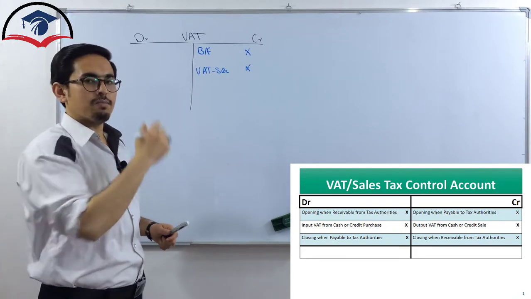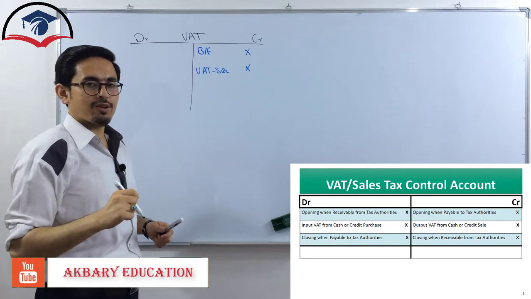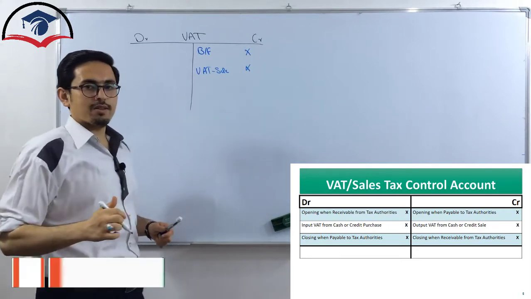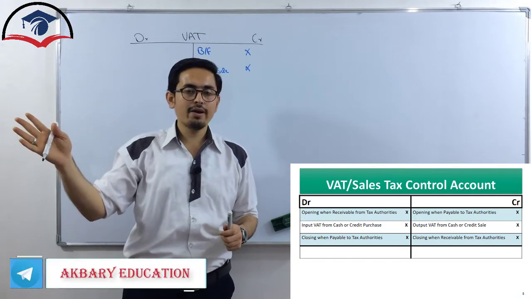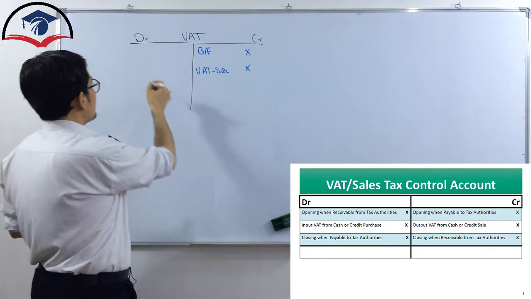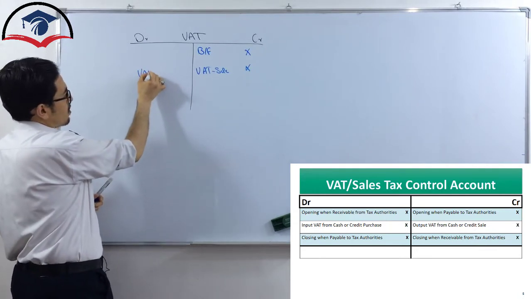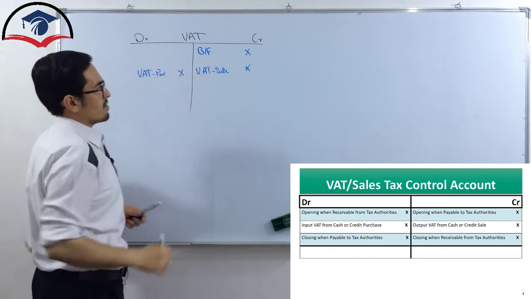If you remember, the purchase was debit, the VAT was debit, and the account payable was credit. That VAT was debited because of the amount you have paid to your supplier, and you need to recover that. It is receivable. That's why the VAT account will be debited due to purchase for X amount.